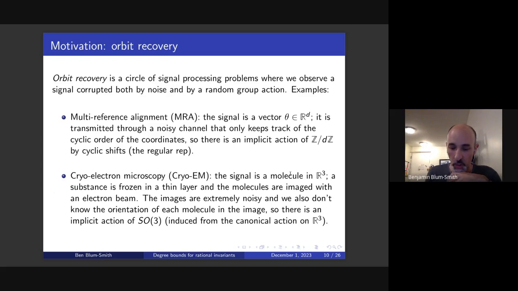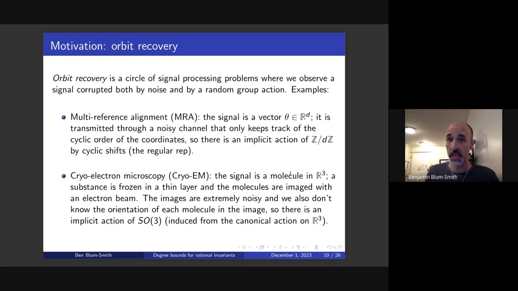Now I'm going to tell you why they are well motivated. So the motivation comes from signal processing. There's a circle of problems in signal processing called orbit recovery or generalized multi-reference alignment, in which we observe a signal that's been corrupted not only by noise, but also by a random group element. So here are two examples.